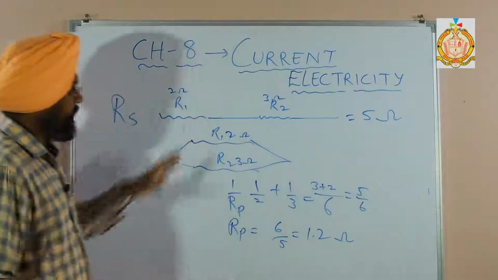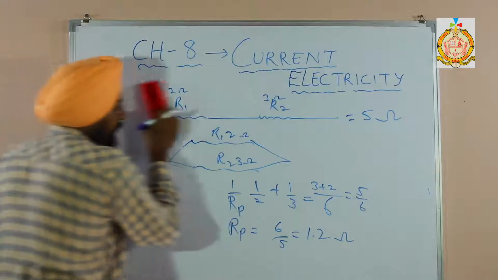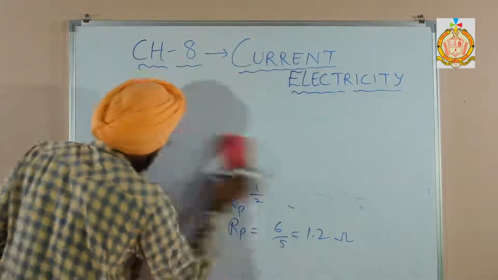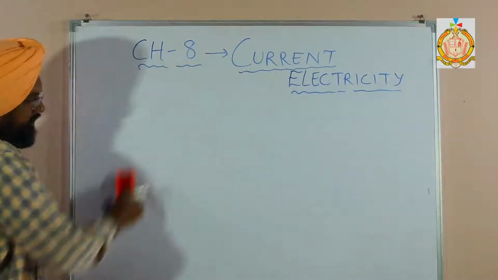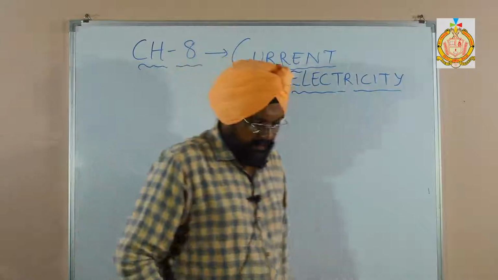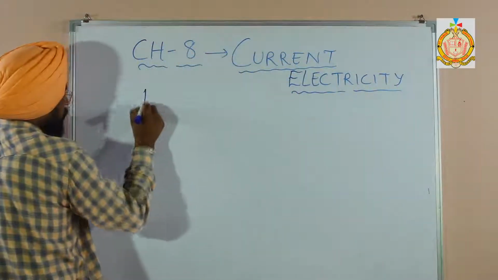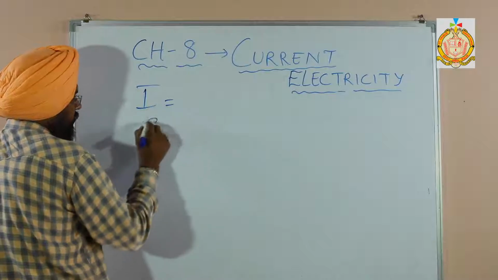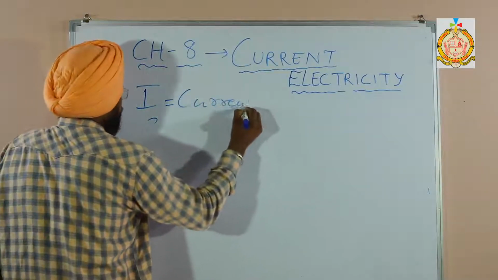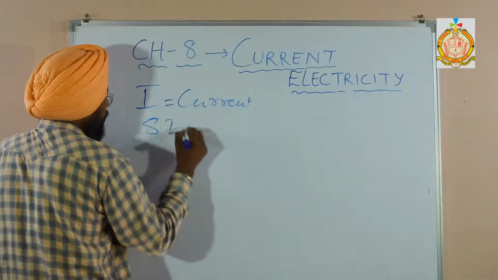So there are two differences in series and parallel. Now we are discussing the current. The SI unit of current is the ampere. Current is symbolized as I, and its SI unit is ampere.